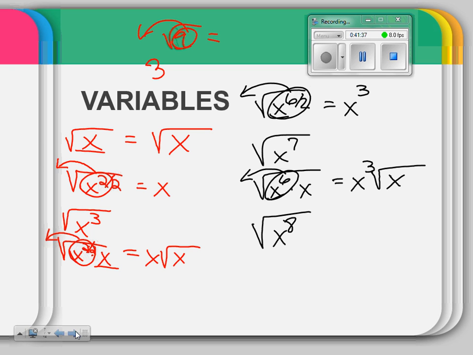How about x to the eighth? Just a couple more. Is it perfect? Harvey just told us. Which ones are perfect? The even ones. So I can circle him. I can take him out. What does he come out as? X to the fourth. What's left on the inside? Nothing. Okay.